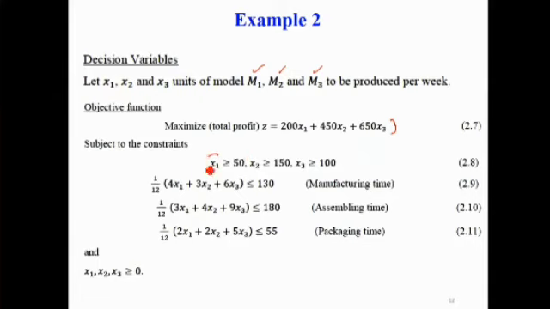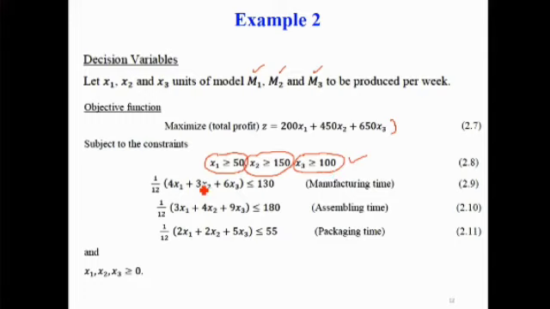So the first constraints are X1 greater than or equal to 50, X2 greater than or equal to 150, X3 greater than or equal to 100. It means we have to produce at least 50 units of the M1 product, at least 150 units of the M2 product, and at least 100 units of the M3 product. It is there in the question, so that is one criterion. That is the first constraint you will get.